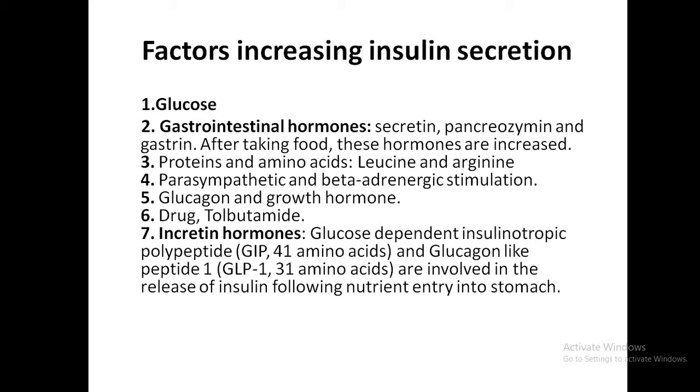Factors increasing insulin secretion. These are the following. One is glucose, about which we will discuss in the next slide. Then GI hormones like secretin, pancreozymin and gastrin, proteins and amino acids, parasympathetic and beta adrenergic stimulation, glucagon and growth hormone, drugs like sulfonylurea, tolbutamide, incretin hormones like GIP, GLP-1.